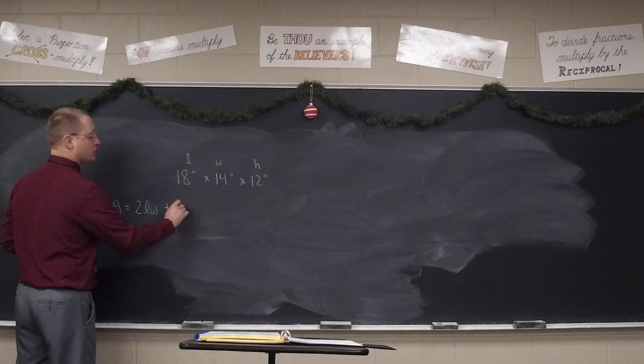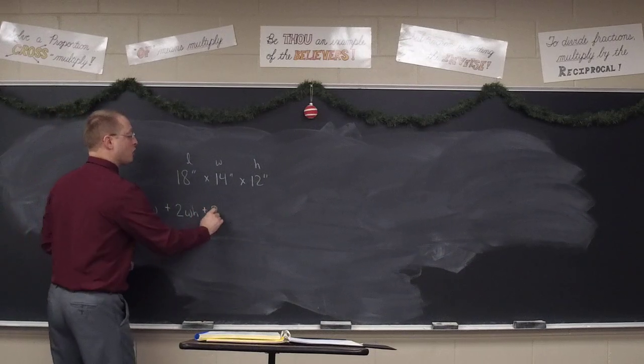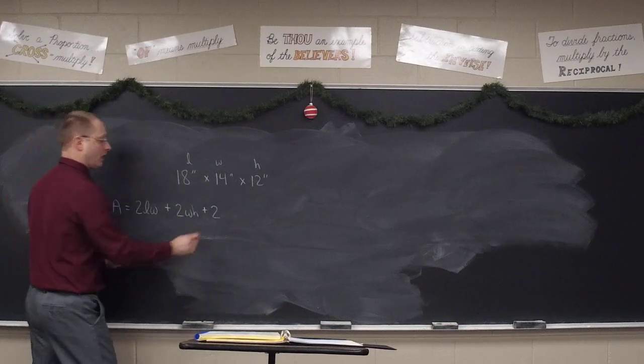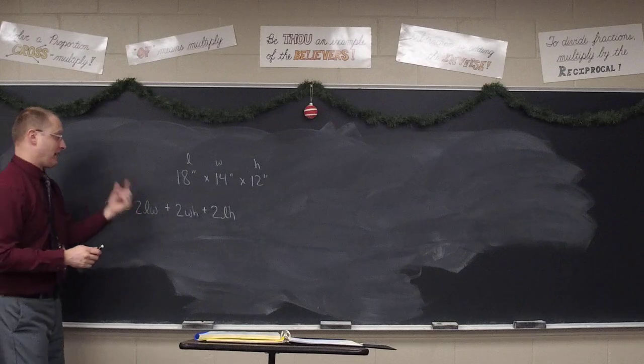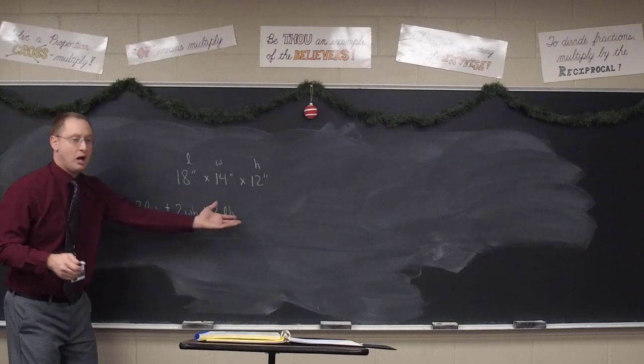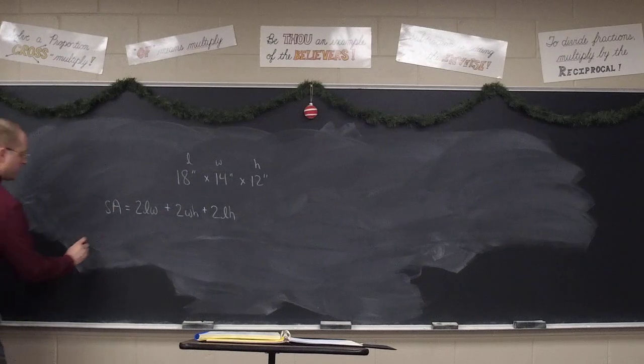2LW plus 2WH, sure, whatever, plus 2, what's the only pair we haven't used yet? LH. It doesn't matter which order you pair them in, as long as you put an L with a W once, a W with an H once, and an L with an H once, right? So pair them up, double them. At your seats, find the surface area.